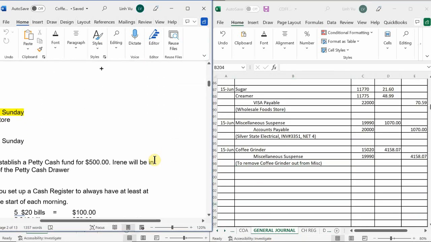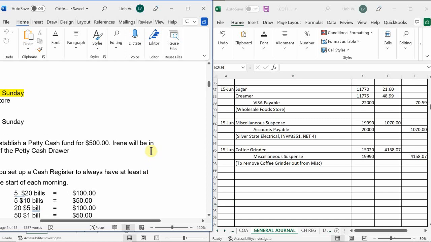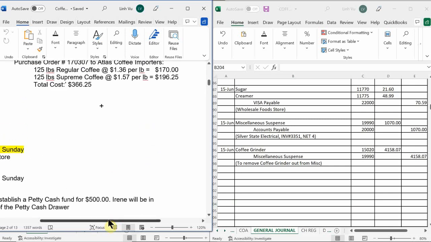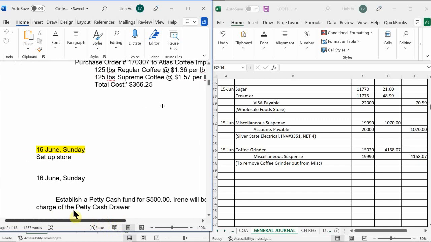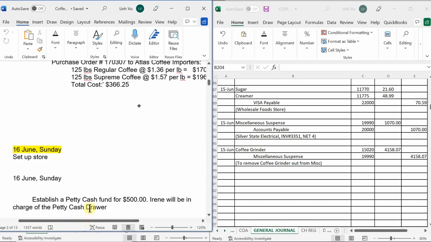All right. So let's go ahead and we can do the next two and then we should be done for today, okay? So now that we're done with the 15th, it is now a new day. It is Sunday, June 16th.